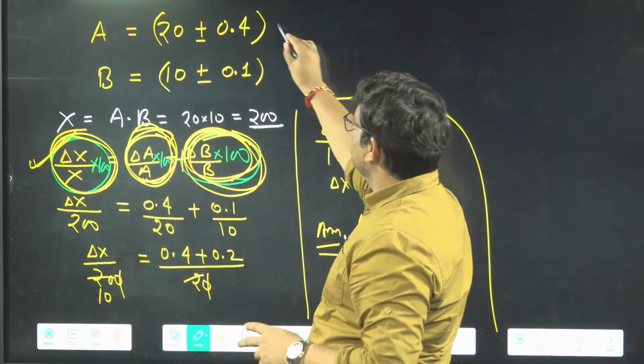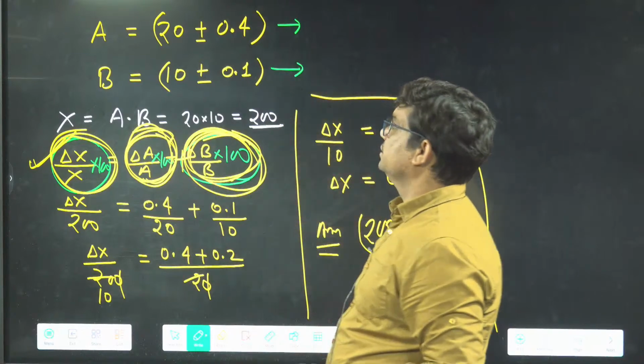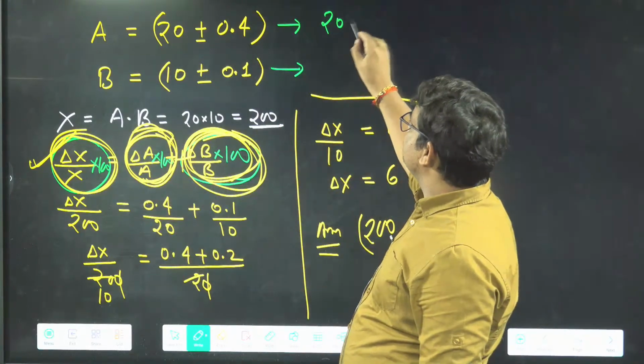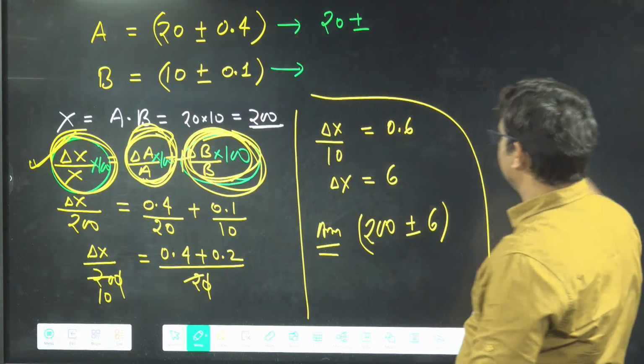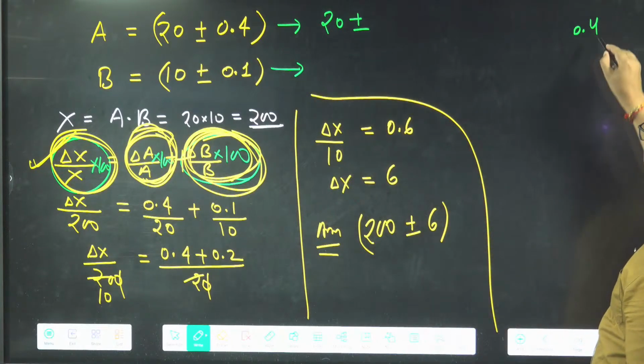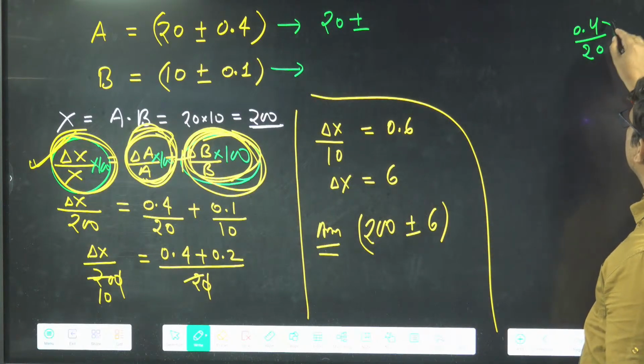Means if this question, if you convert into percentage, then we will write here 20 plus minus. How you will convert it into percentage, you already know the method. So we'll use roughly 0.4 divided by 20 into 100.